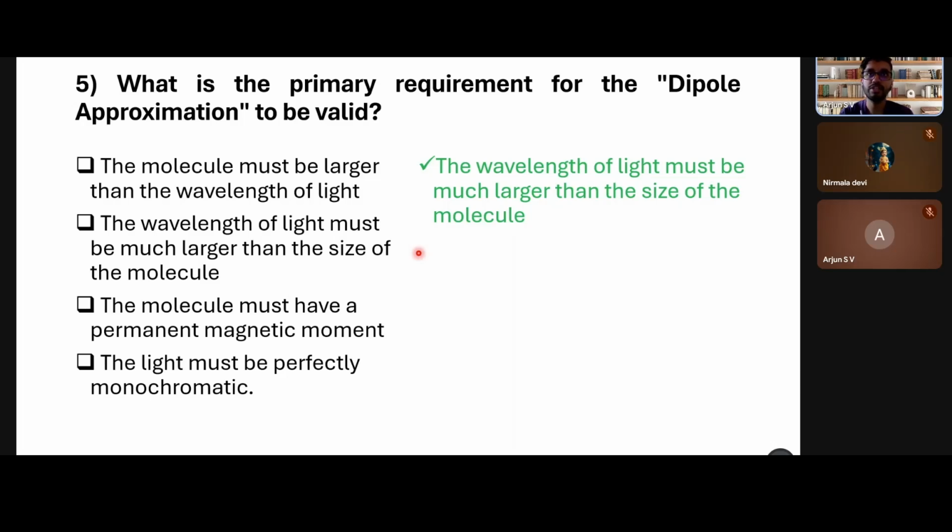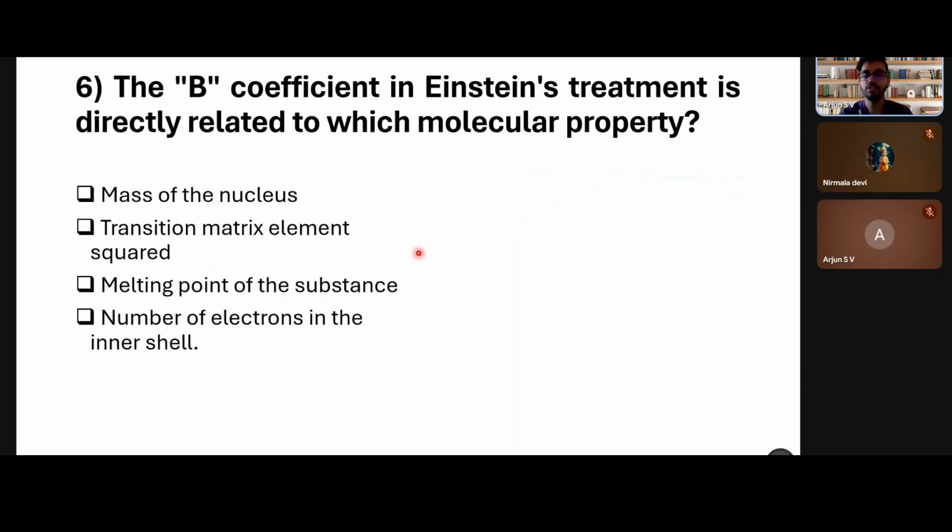So we'll go on to the next question. The B coefficient in Einstein's treatment is directly related to which molecular property? The options given here are mass of nucleus, transition matrix element squared, melting point of the substance, and number of electrons in the inner shell.